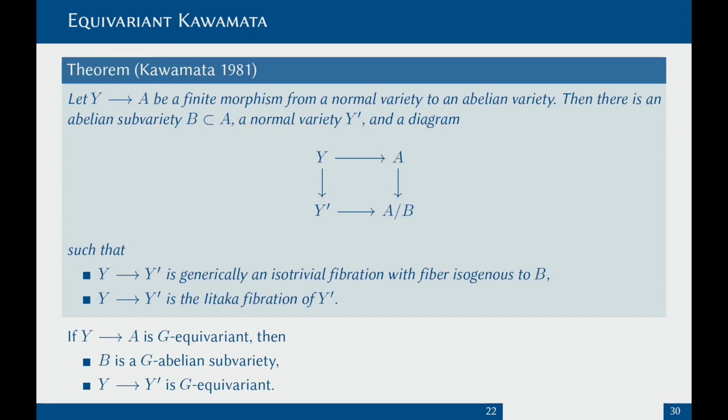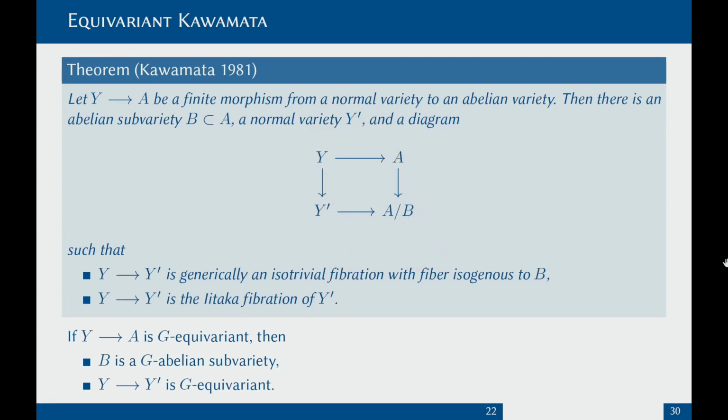It basically just follows quite easily from the theorem of Kawamata. We're just souping it up to an equivalent version of the theorem of Kawamata. So what does the theorem of Kawamata say? It says if you have a generically finite, sorry, a finite map from a normal variety Y to an abelian variety, there's a subvariety B of that abelian variety such that when you look at the quotient from A to B, you can put it in a diagram like this, where the fiber of the map on the left is isogenous to the fiber of the map on the right.